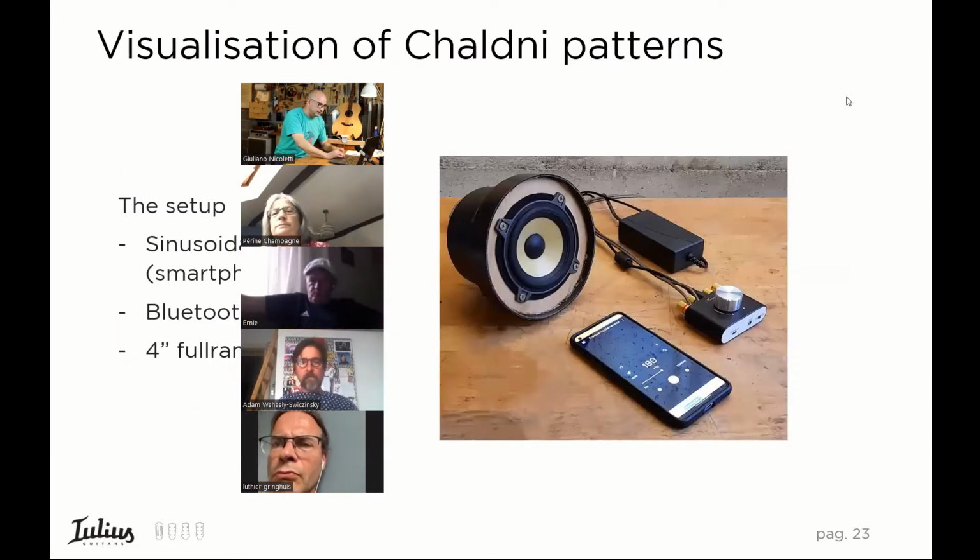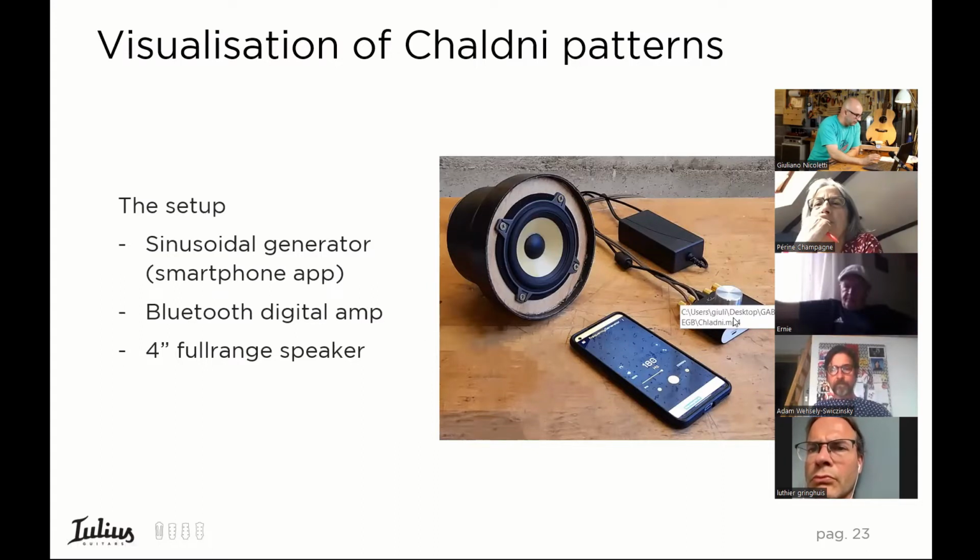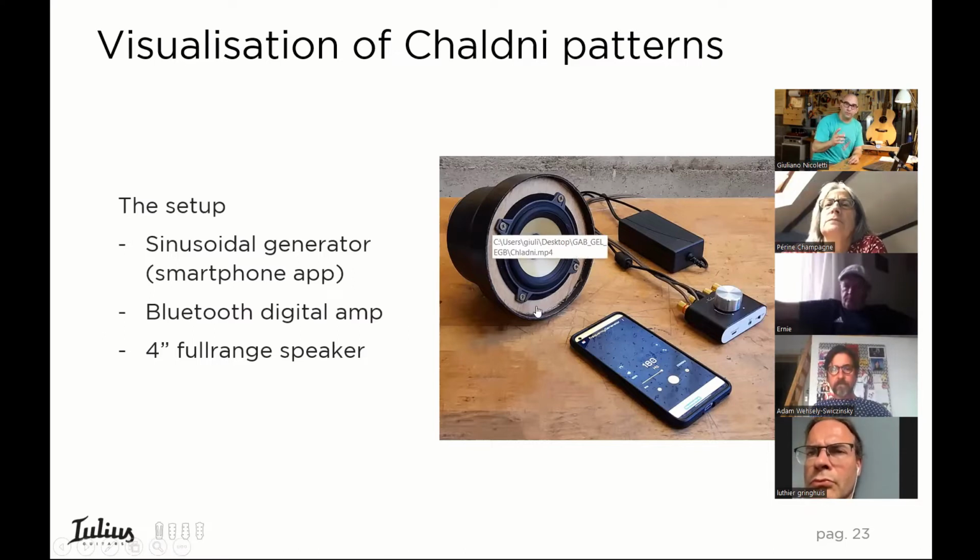The third measurement that I was talking about is the visualization of the Chladni patterns. The setup is also quite easy. You need a sinusoidal generator, which can be a smartphone app, so it's free. A small digital Bluetooth amp, it's a $30 amplifier. A small full range speaker. You need a small full range speaker because you want to be able to excite a small part of the soundboard. If you have, for example, an 8-inch speaker, you will not be able to focus on small nodes.